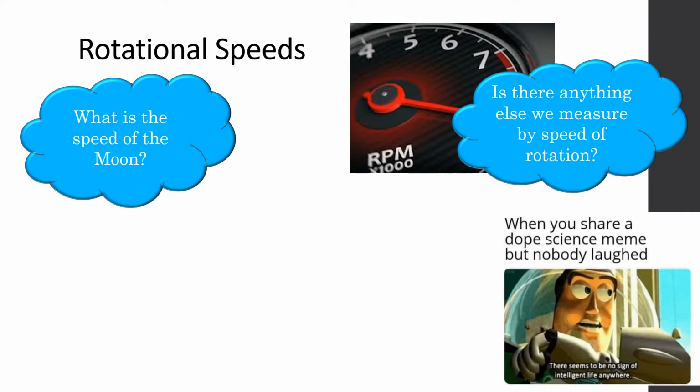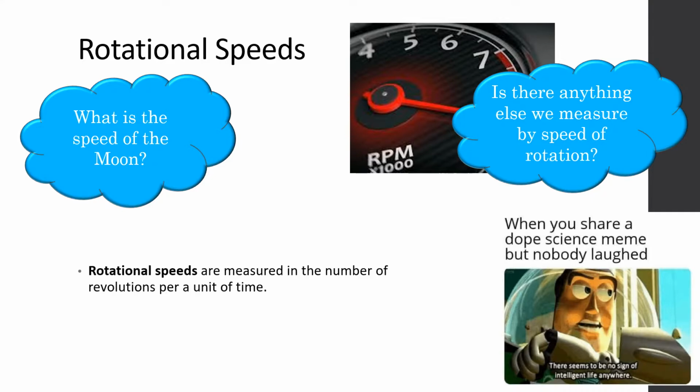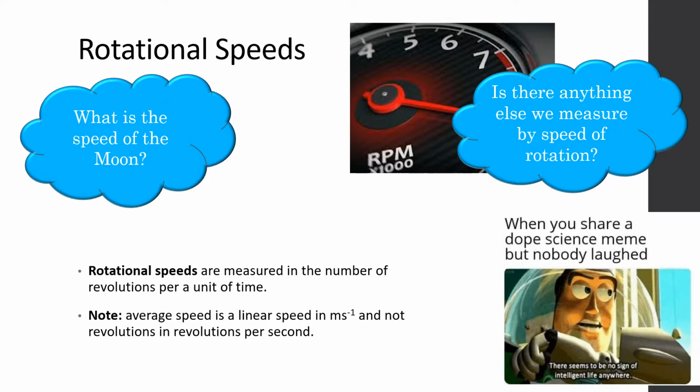A typical engine, when it's idle, has a rotational speed of about 750 revs per minute, and at cruising speed, it goes up to 4,000 revs per minute, depending on the car. Whereas the moon's rotational speed, as I've said, is about 1 rev per 27 and a bit days. So rotational speeds are measured in the number of revolutions per unit of time rather than a specific distance per unit of time. And average speed is more of a linear speed. It's not revolutions per second.